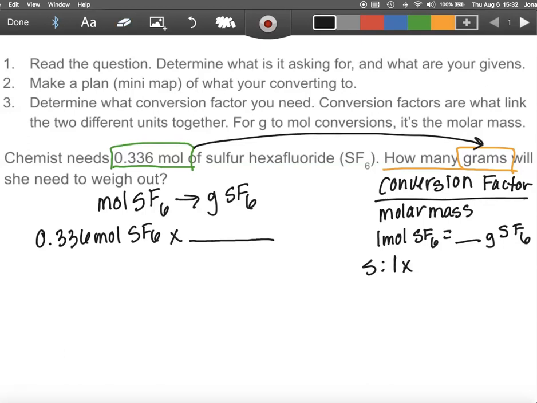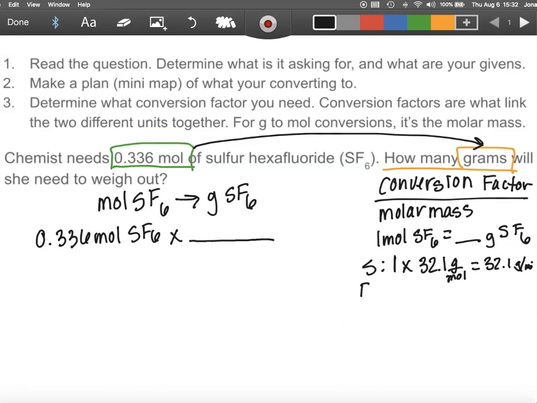We need to multiply that by the weight of sulfur. And sulfur, if you look at your periodic table, weighs 32.1 grams per mole. If you do 1 times 32.1, well, that's 32.1 grams per mole. Sorry, I'm running out of space right there.